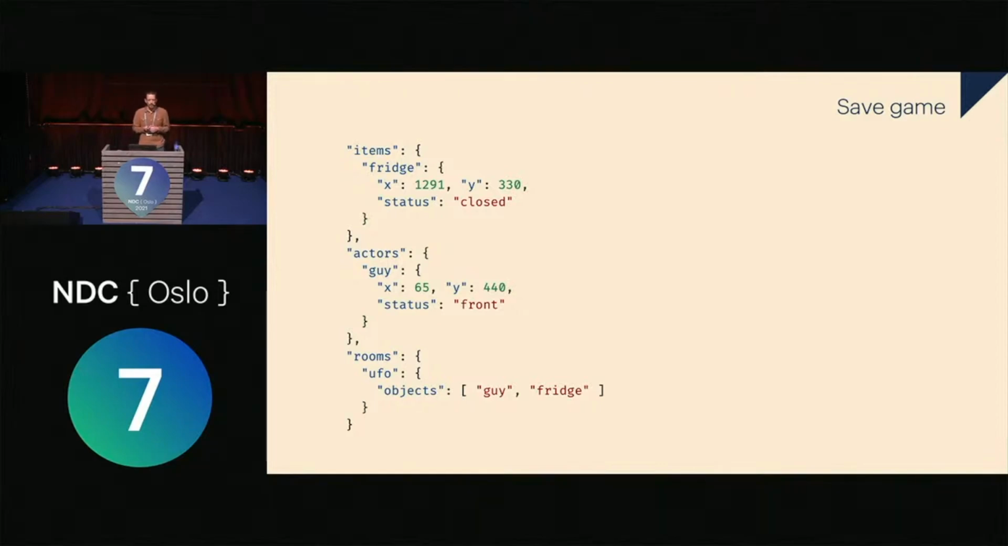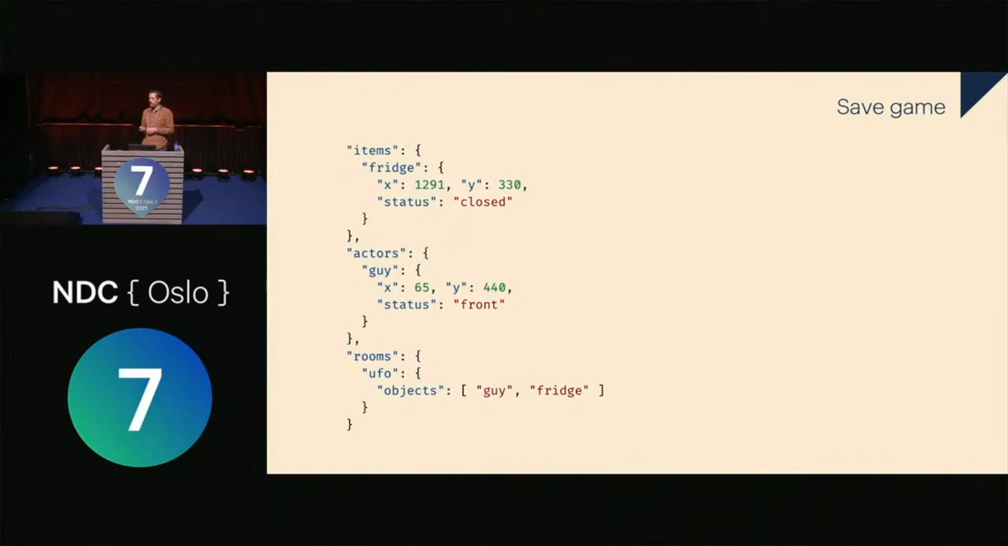Here we have an item called a fridge. The fridge is at a certain position. The status is closed, so the door is closed. Then I also have Guy, our main actor. He's also at a certain position. He's facing the camera, which means status is front. And then I have this UFO, and it contains both Guy and the fridge.